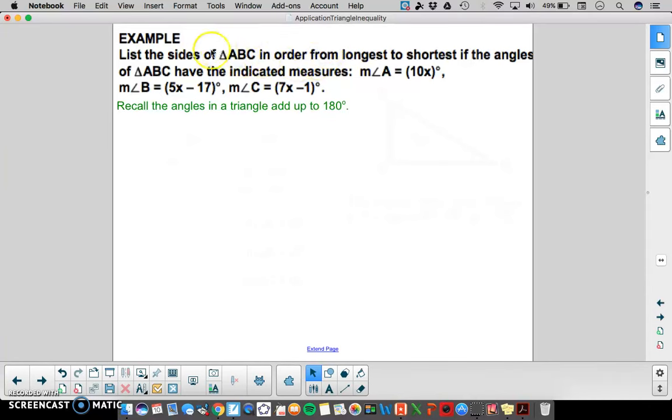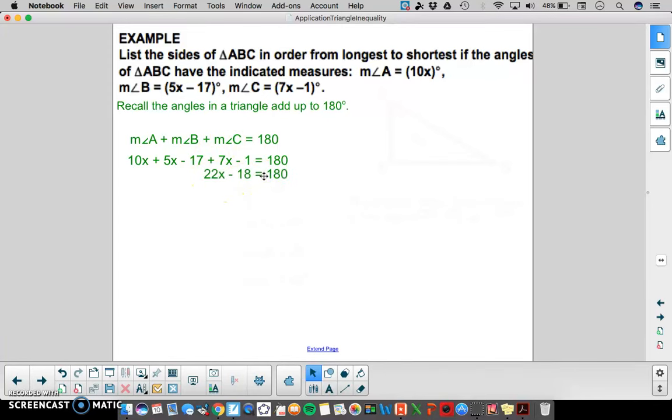In this example, we want to list the sides of the triangle in order from longest to shortest if the angles have the given measures. So measure of angle A is 10x, B is 5x minus 17, and C is 7x minus 1. Remember, we know the triangle angle sum theorem, where all three angles add up to equal 180 degrees. So I know that the measure of angle A plus the measure of angle B plus the measure of angle C equals 180. Then I can substitute each expression in for the measure of each angle.